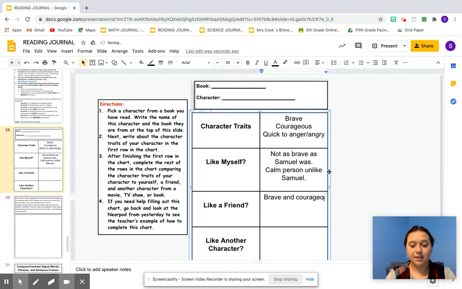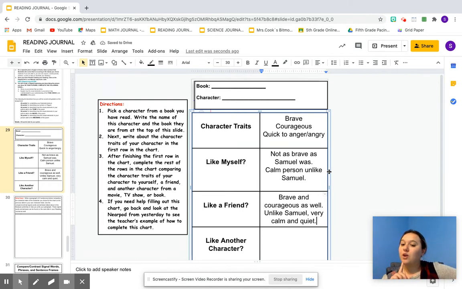I can't spell today, boys and girls. Courageous as well, because she is in the Army and she volunteered to do that, and she's very brave and courageous. But unlike Samuel, and again, I'm going to put, unlike Samuel, my friend is very calm. And she's very quiet too. She's not a very loud person. She's a very calm and quiet person. Unlike Samuel, he gets angry real quickly and will have outbursts or yell or fight someone. So that's how my friend's character traits would compare to Samuel's.